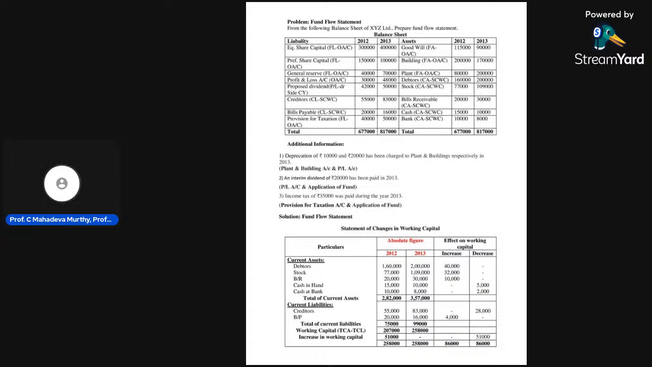SCWC means schedule of changes in working capital. S means schedule, C means changes, W means working, C means capital. Then that is creditors. Bills payable is also current liability, schedule of change in working capital. Provision for taxation, fund flow, and open an account.